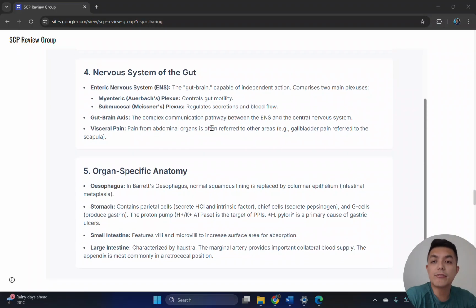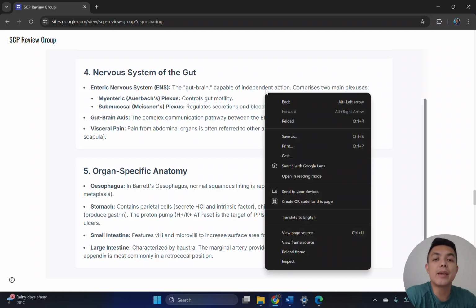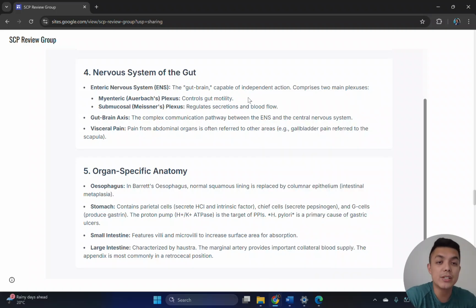Next is the nervous system of the gut. And this is the ENS or the enteric nervous system. This is the gut brain. I repeat, the gut brain. This is capable of independent action, and it comprises two main plexuses: the myenteric or Auerbach's plexus, which controls gut motility, and the submucosal or Meissner's plexus. This regulates secretions and blood flow.